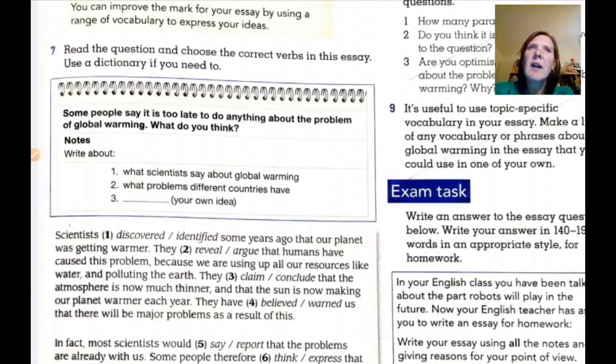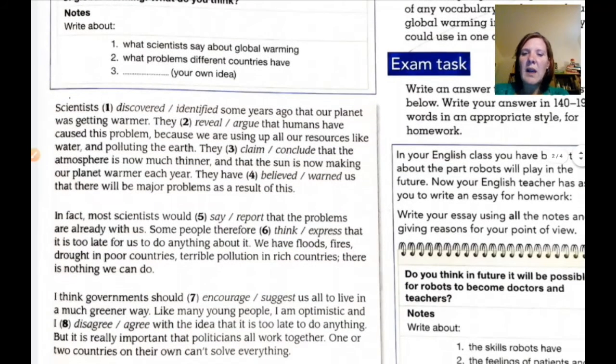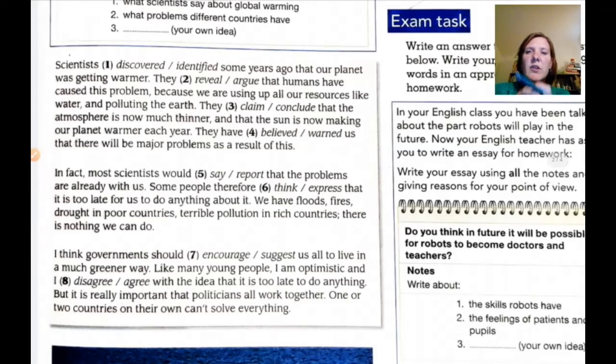Have a look, have a go at exercise 7 on this page. It's page 65, okay? This is just choosing the most appropriate word between the two. Okay, so have a go at that and then pause, and obviously I'll tell you the answers.